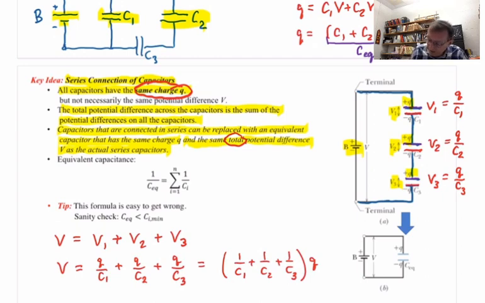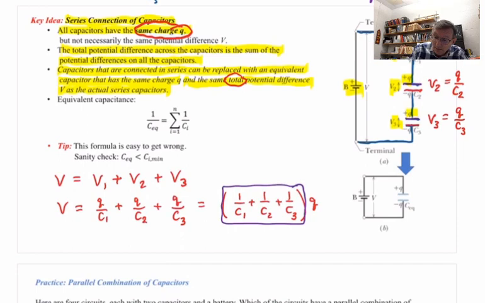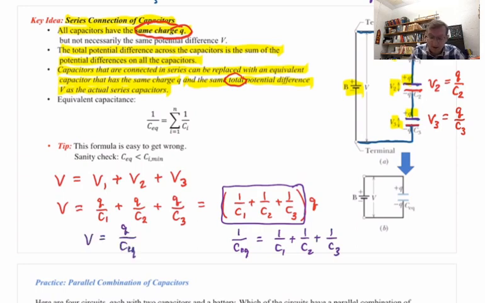And so what we want to do then is replace this blob here with some kind of equivalent capacitance. But in order for the units to be farads, it's going to have to be 1 over C equivalent is 1 over C1 plus 1 over C2 plus 1 over C3. And then the equation becomes V equals Q over C equivalent. And so we get this rule for calculating the equivalent capacitance for capacitors in series. Notice it's a little different. 1 over C equivalent is the sum of 1 over the capacitances.